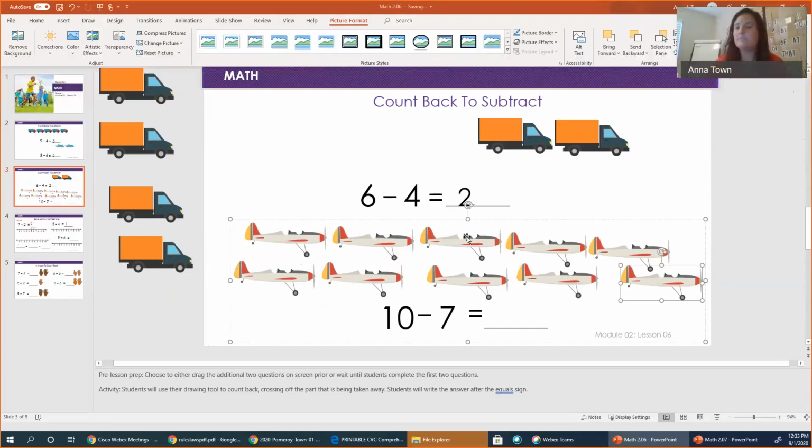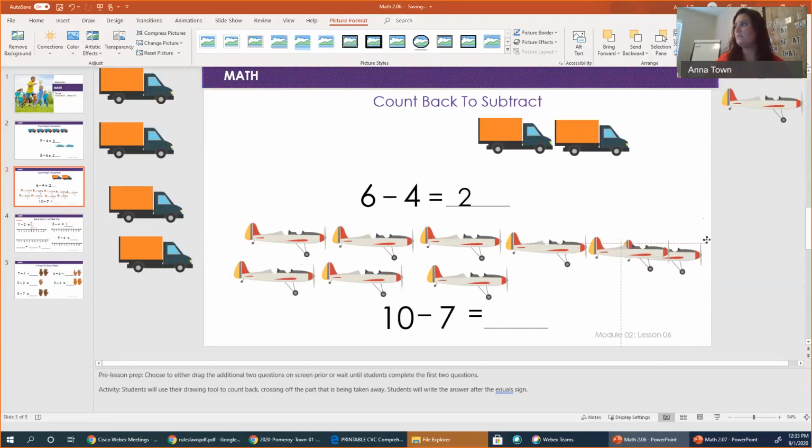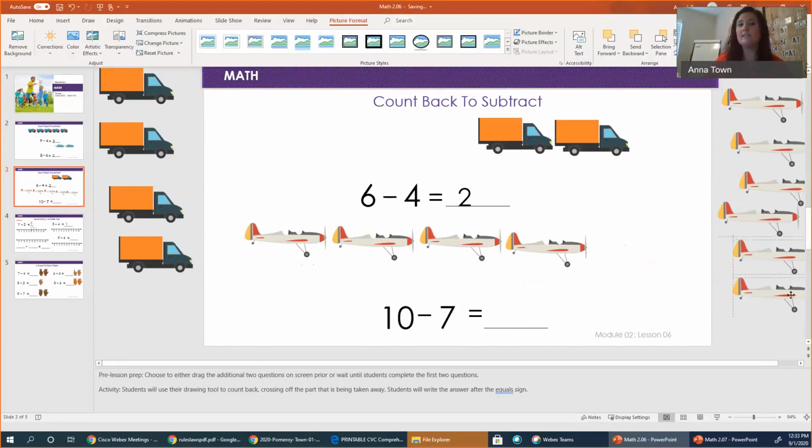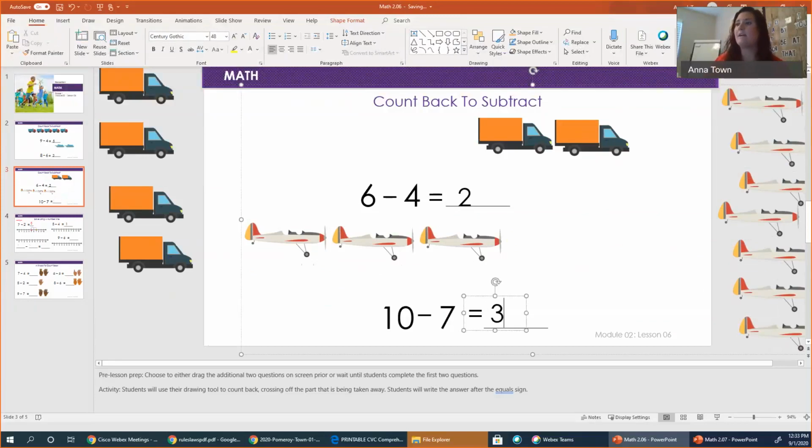Okay, we have our 10 airplanes. So now we're going to practice counting back as we do it. When we count backwards, we're counting from the numbers that come before. So we started at 10, took away 1, that's 9. Took away 2, that's 8. Took away 3, 7. Took away 4, 6. Took away 5, 5. Took away 6, we're at 4 airplanes, and now we've taken away 7 airplanes, and we're left with 3. That is counting back.